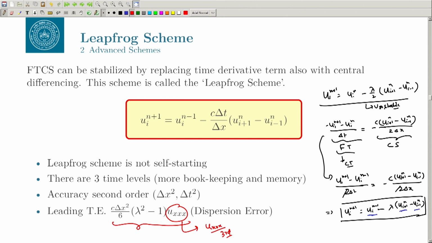That means if you have even a slight difference or slight perturbation in your initial condition, or a slight error, that will not die out. It will basically be dispersed, and that will give a completely bad solution. It will mess up the solution. So, that is how the dispersion error acts. It will not dissipate any error in your initial condition.